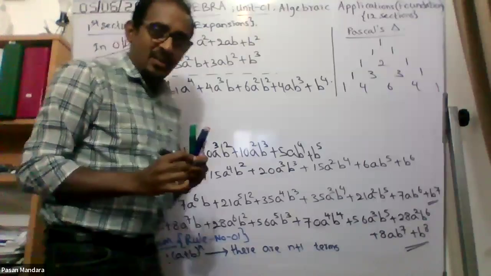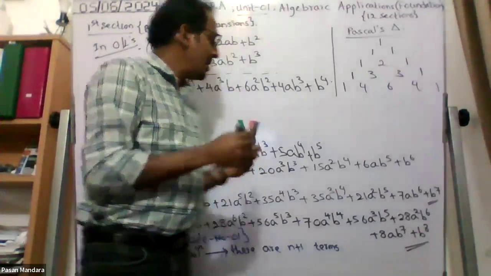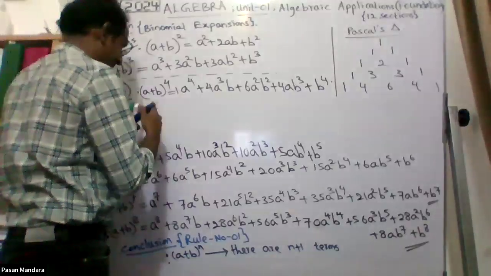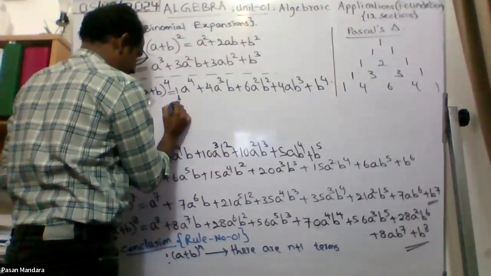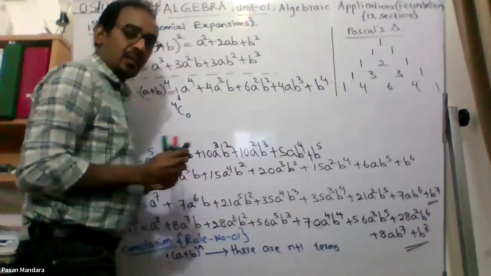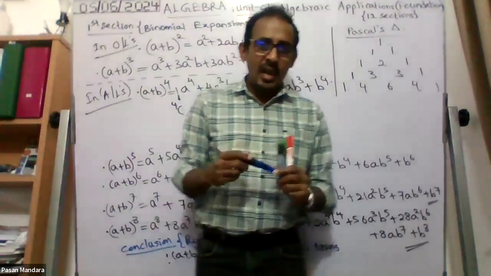I left space now after 4, so I know what I'm doing. So the first one is 4C0. 4C0 means I have 4 items.